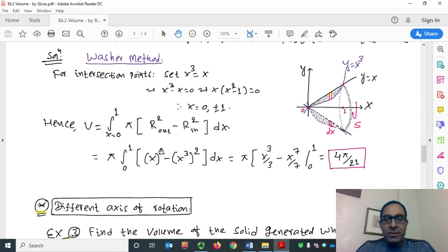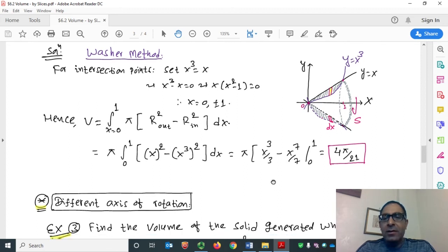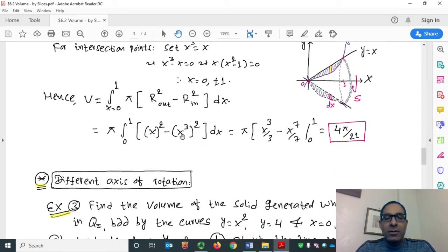The integration of x squared becomes x cubed over 3, minus x to the power 6 integration becomes x to the power 7 over 7, with limits from 0 to 1. So plug in the value x equals 1 and simplify. This gives us the volume is 4 pi over 21 cubic units. Great.